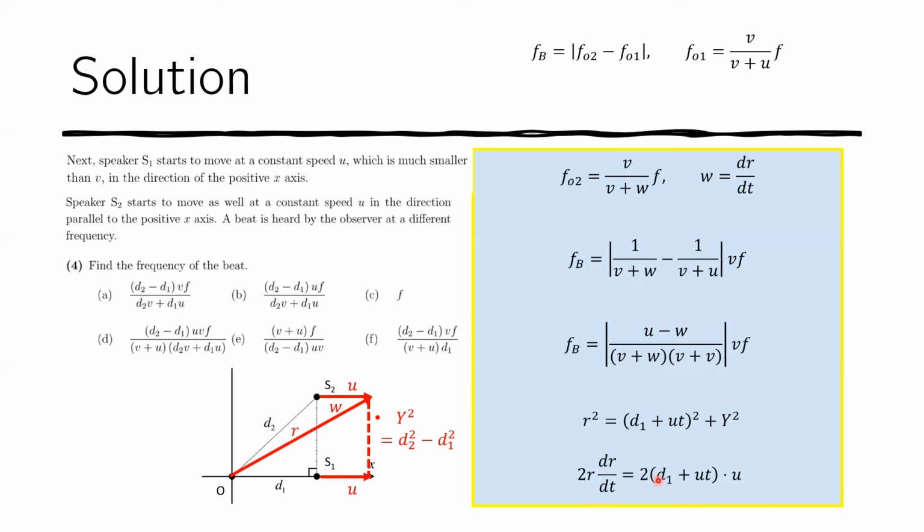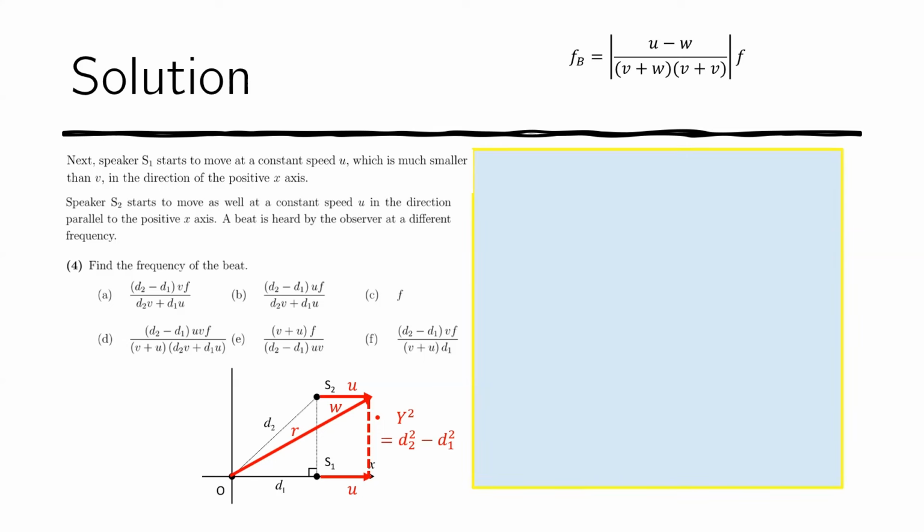And this bit is just this. So 2 times this expression times the derivative of the inner function, which is just u. Here we just write down the simplified form of the previous equation. Now, we need to get rid of r. So the way we do that is we plug in the actual expression for r, which is this length here squared plus this length squared, which is just d2 squared minus d1 squared.